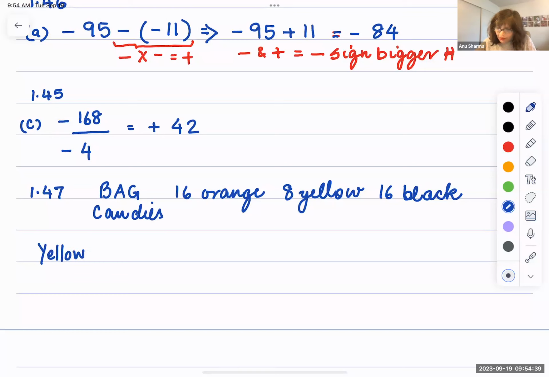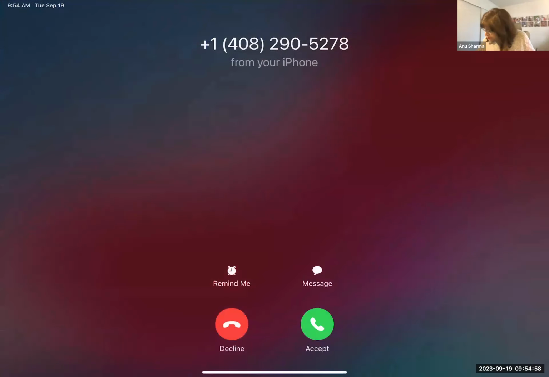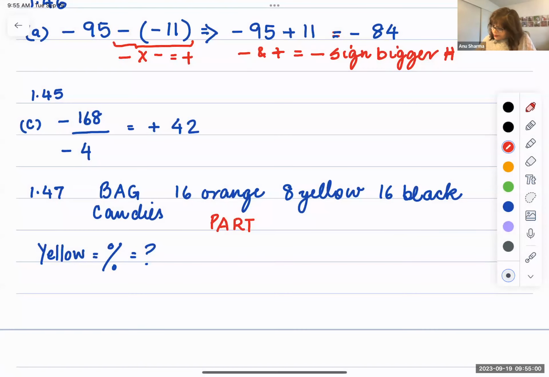So it's my dogs. Okay. Yellow. What percentage? Oh God. Okay. Yellow. So how do you do? How much? Excuse me. Sorry about that.